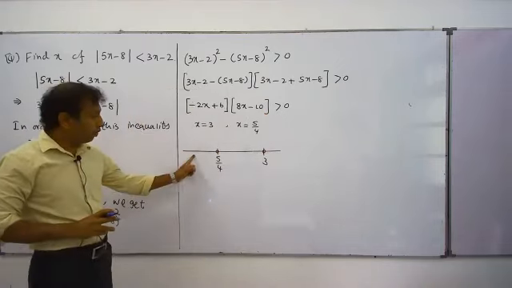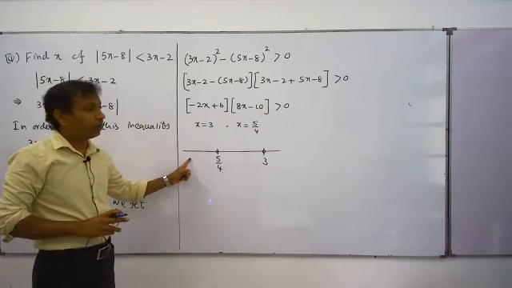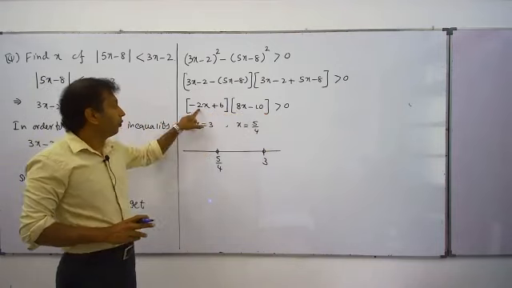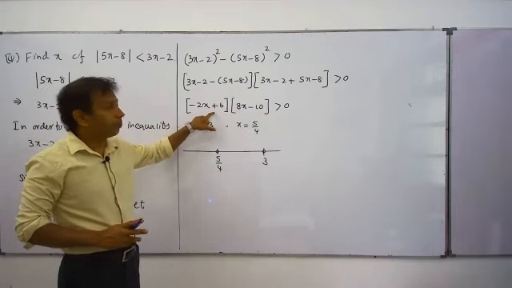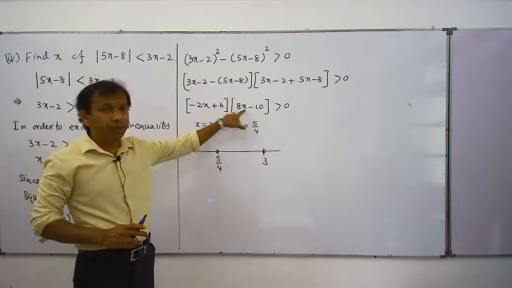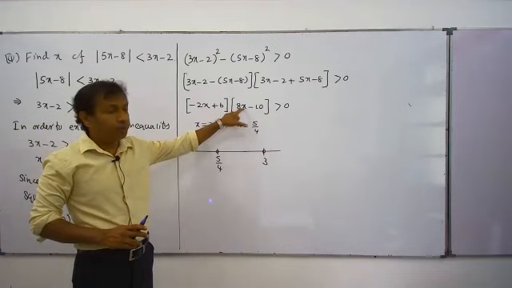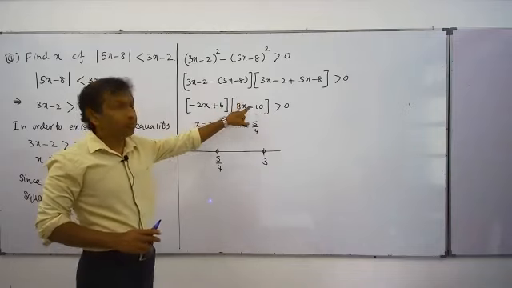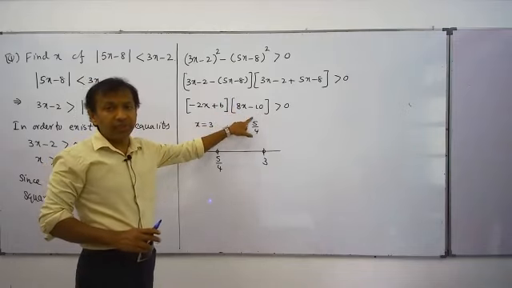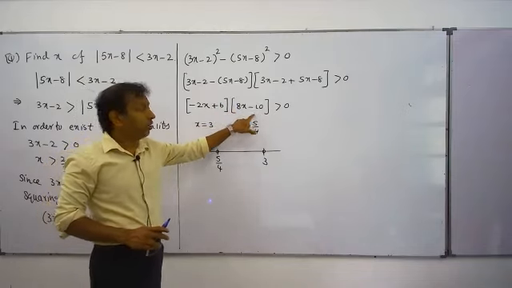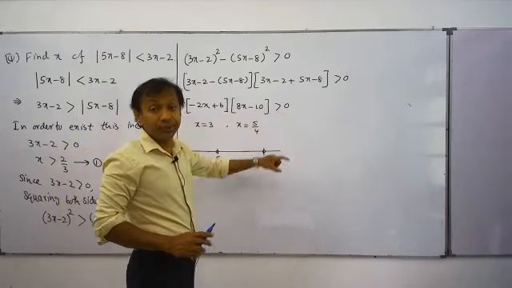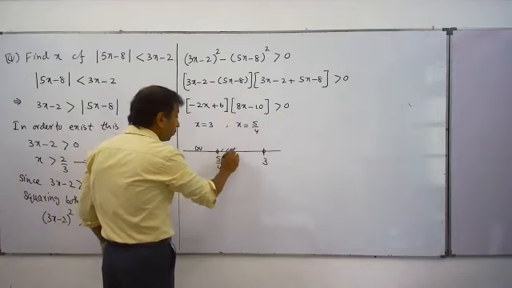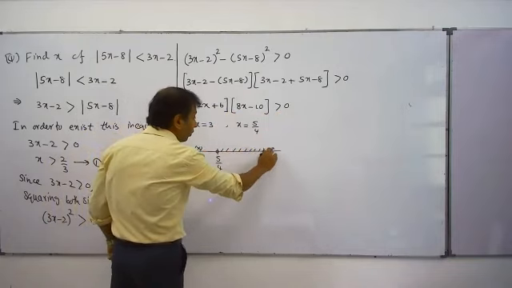Zero lies in the interval of these people. When you put 0 here, this first bracket is 6. Here 0, second bracket is -10. So 6 times -10, -60 is coming. -60 greater than 0, false. Therefore, this region does not satisfy. Therefore, this should satisfy. This should not satisfy.